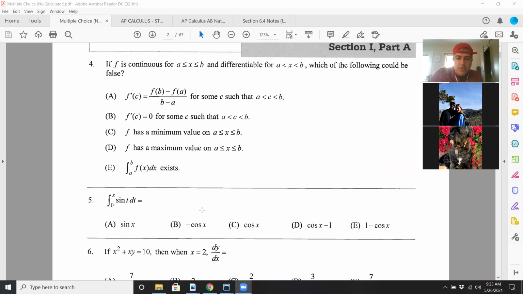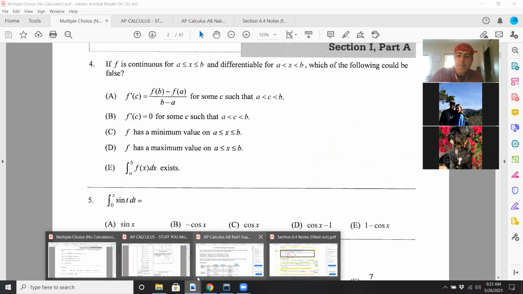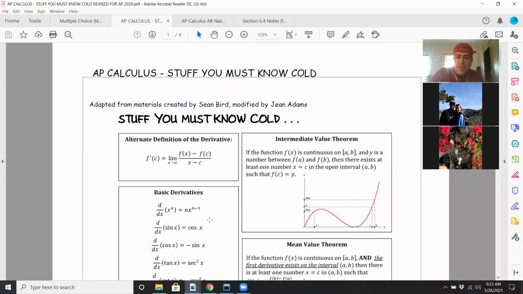Go ahead, Connor. Oh, sorry. So just for C and D, the min and max, that's true because it's continuous, right? The differentiability does not matter. Right. Okay, cool.